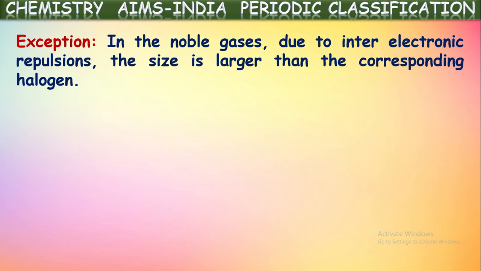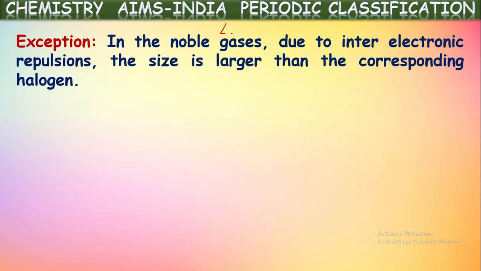But we say an exception for noble gases. In the noble gases, due to inert electronic repulsions, the size is larger than the corresponding halogens. We told just now atomic size decreases from left side to right side in a period, but it happens only till first group to seventh group. But again, by coming to eighth group, size increases a little than the halogens beside element.